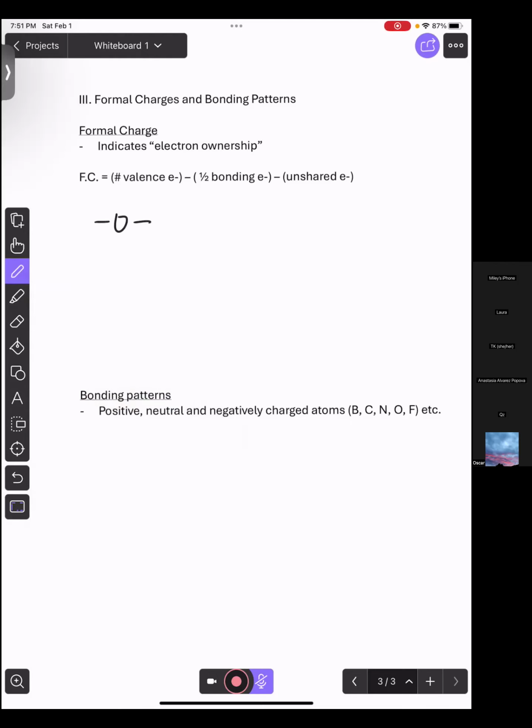So if I see a molecule like this, okay, does that oxygen look normal to you? We've talked about oxygen as normally making 2 bonds, right? 2 bonds and 2 lone pairs. But this oxygen is not making 2 bonds and 2 lone pairs. It is making 3 bonds and 1 lone pair.